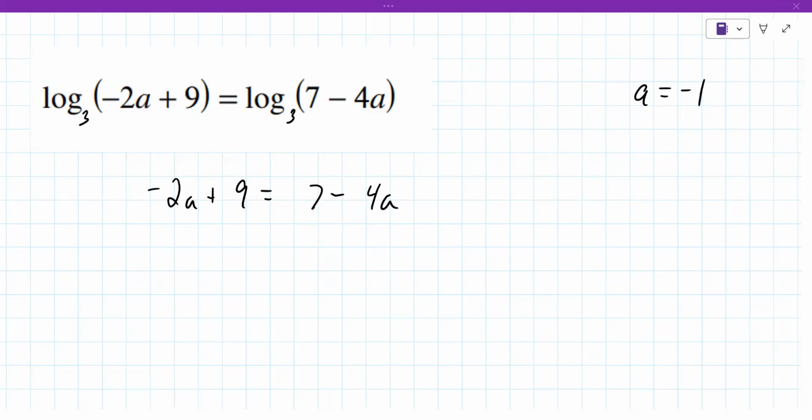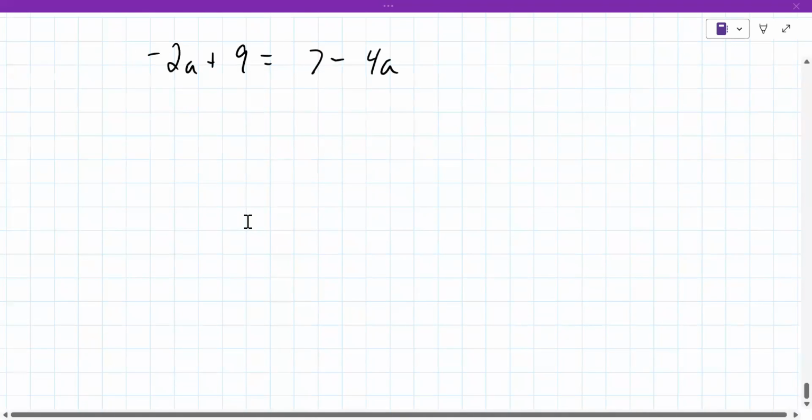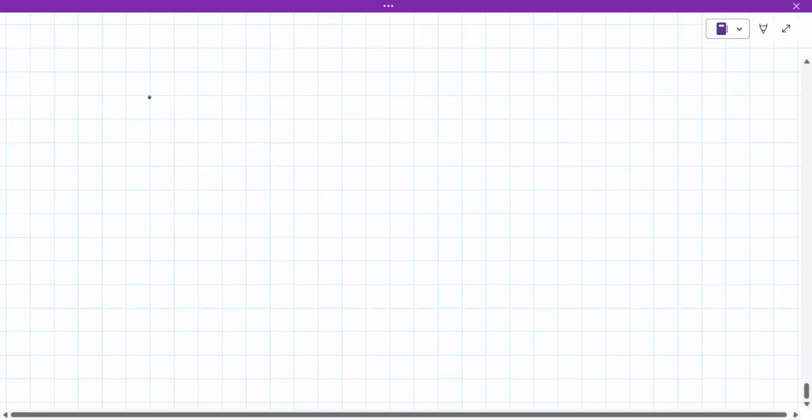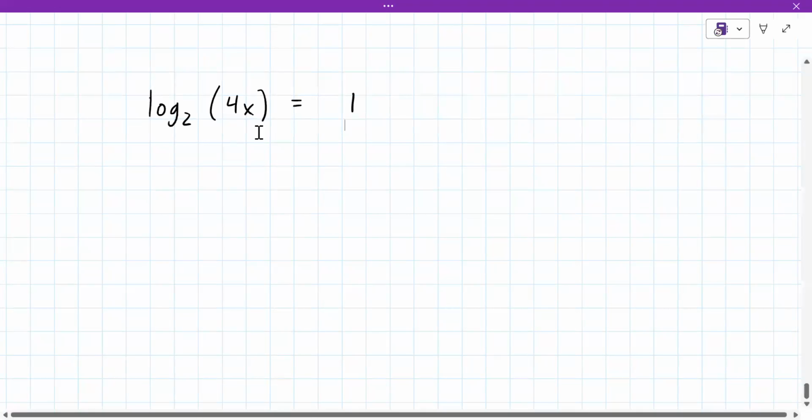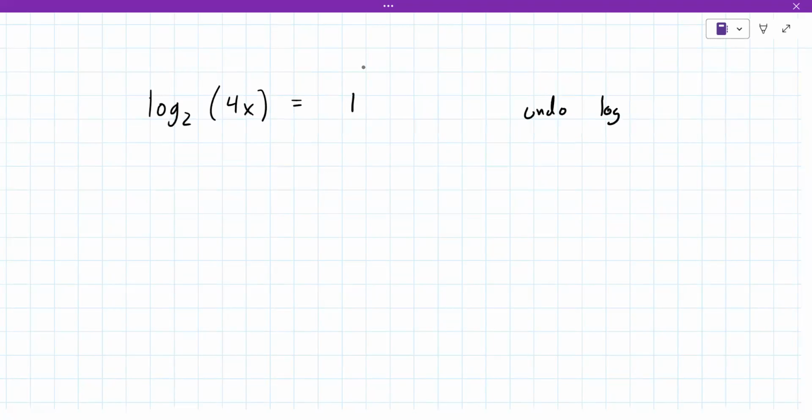So the next type of problem that we are going to look at is, and we won't have time for you to do any examples, but I'll just start the process here. Let's say it's something like log base 2 of 4x equals 1. This time there's not a log on both sides. We don't like that, but that's what it is. To undo a log, you use the base. So this has a base of 2 right here.